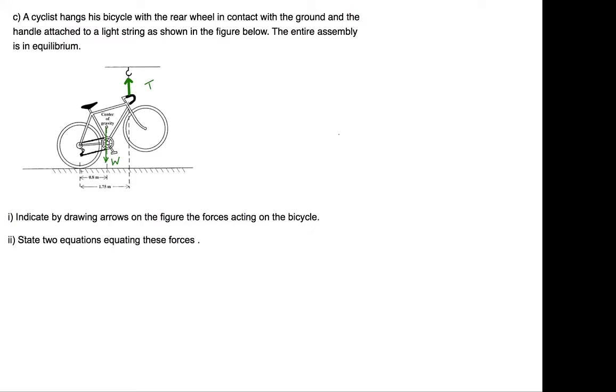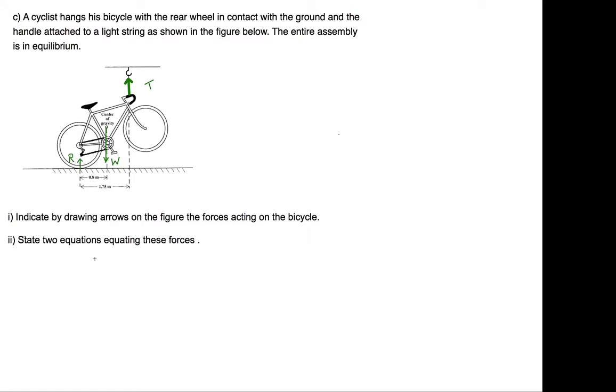And then finally, there is the reaction. Remember, the reaction occurs where you have two surfaces interacting with each other. So at this point, where the wheel of the bicycle touches the ground, you have a reaction force. So we're going to put an arrow acting upwards and we're going to label that force R.